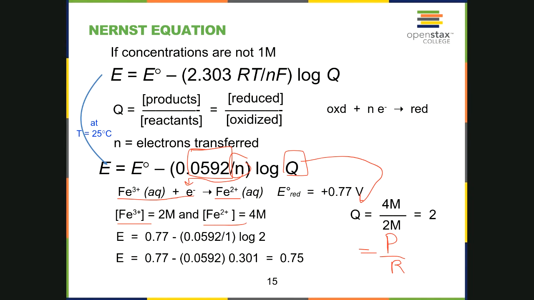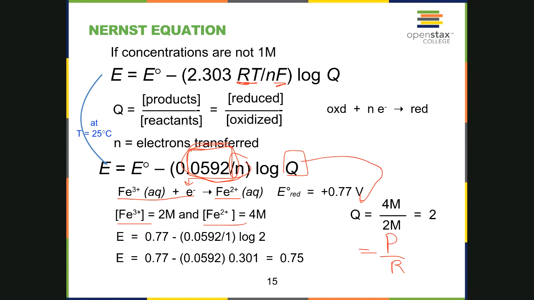Where did the F go? Well, the F wound up in the 0.0592. So the R, the T, and the F all became 0.0592. The R is the gas constant, the T is 25 degrees in Kelvin, and F is Faraday's constant. Okay, everybody good with that?